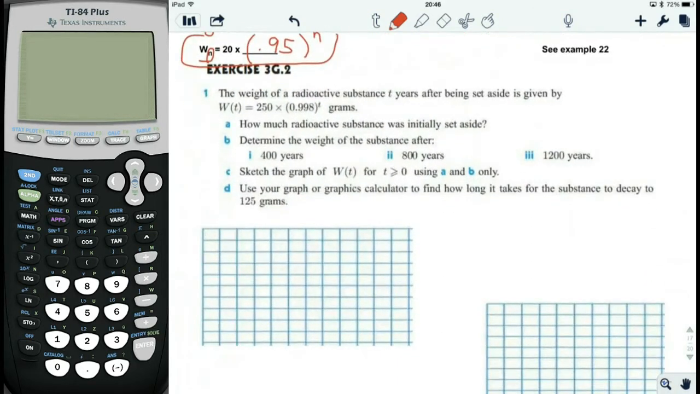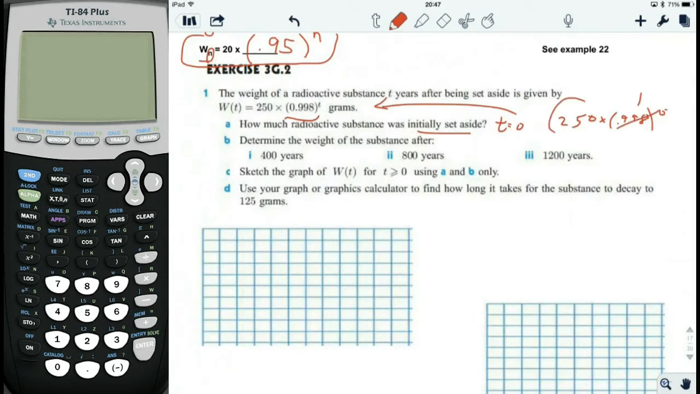First, number 1. The weight of a radioactive substance t years after being set aside is given by weight equals 250 times 0.998 to the t grams. So you can see that since the multiplier, 0.998, is a little bit less than 1, gradually it's going to get smaller and smaller. So how much radioactive substance was initially set aside? Well, initially set aside means t equals 0, right? Beginning of time. If I put t equals 0 in that equation, I'm going to get 250 times 0.998 to the 0. I don't even need a calculator for that. That's equal to 1, right?